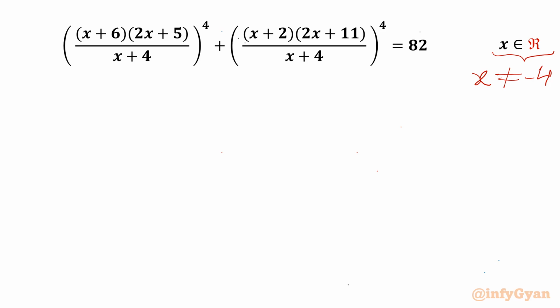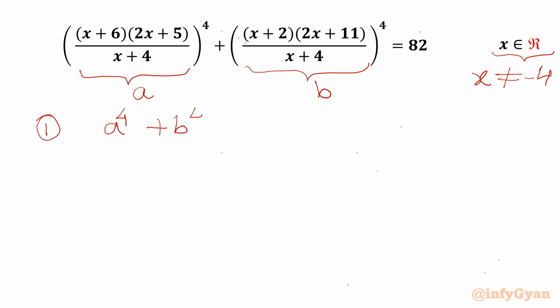Now I will consider substitution straight away. Let us call this bracket equal to A, and let us say this bracket is B. So the very first equation which I can write from here would be A^4 + B^4 = 82.